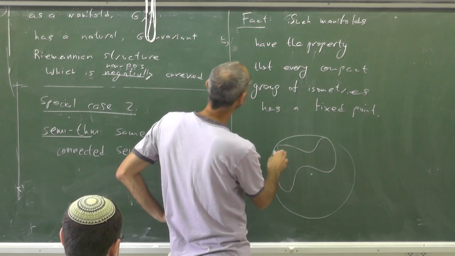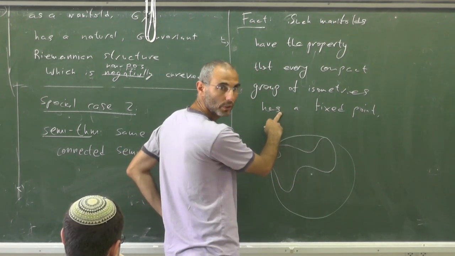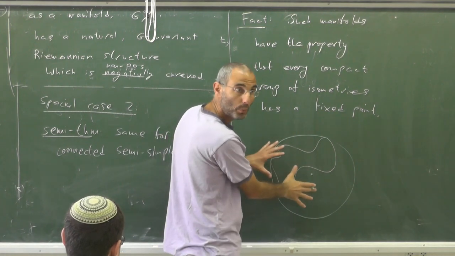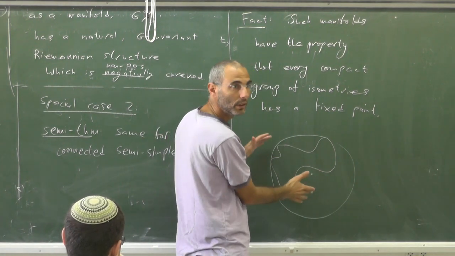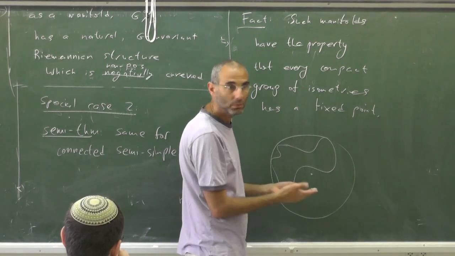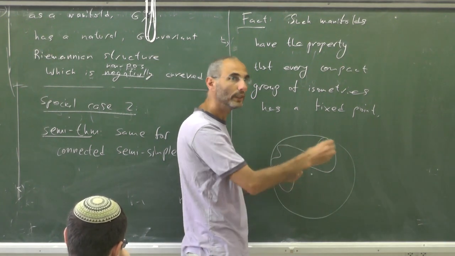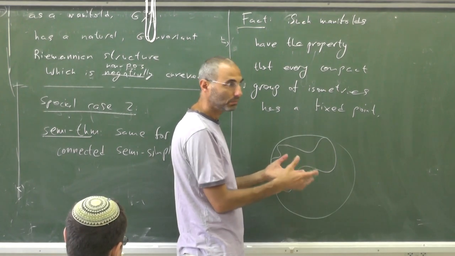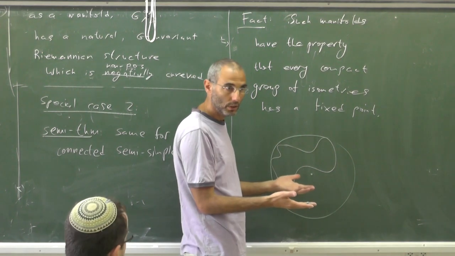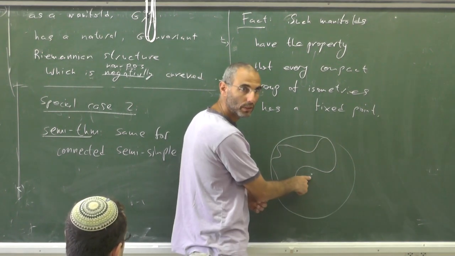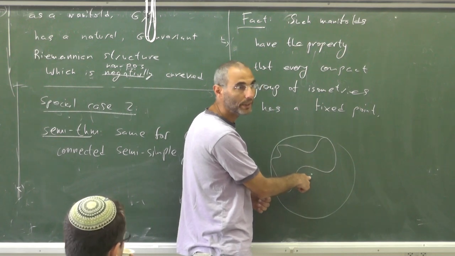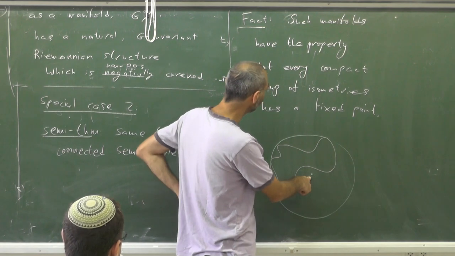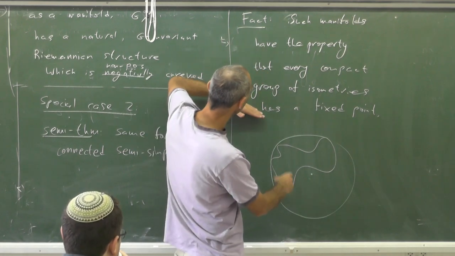And if I have a compact group of isometries of my manifold, and the manifold has this property that I'm illustrating here, then just take one orbit. Just pick one point, whatever point. Take the orbit of it. This would be a K-invariant subset of the manifold, and the canonical point attached to it will be a K-invariant point by the fact that it's canonical. And this is how this is proven.